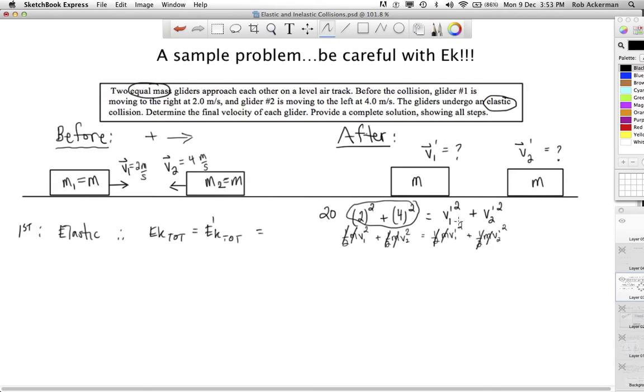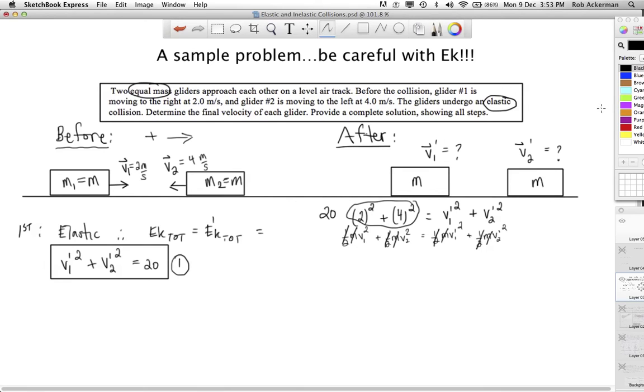So guess what? I have my first equation here, which is telling me that v1 prime squared plus v2 prime squared is equal to 20. The problem is, that's one equation, but there are 2 variables. So I'm going to call it equation number 1, but I'm stuck. I can't solve at this point. What else do I know?